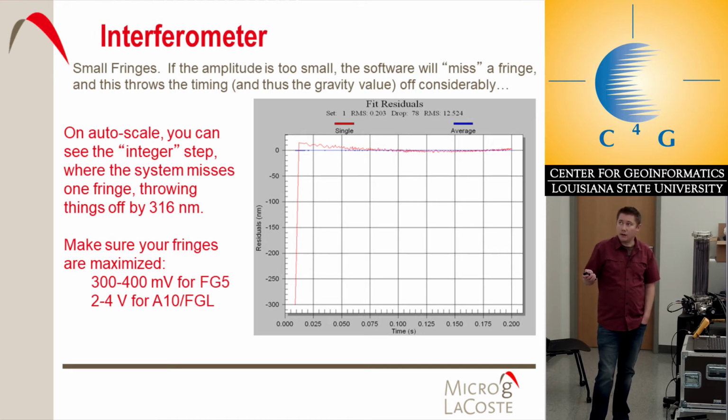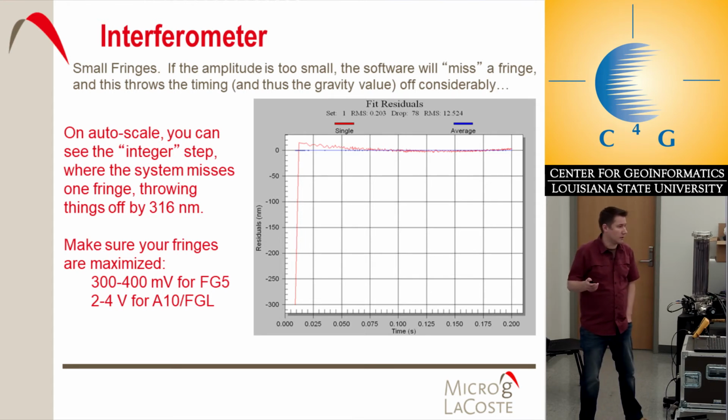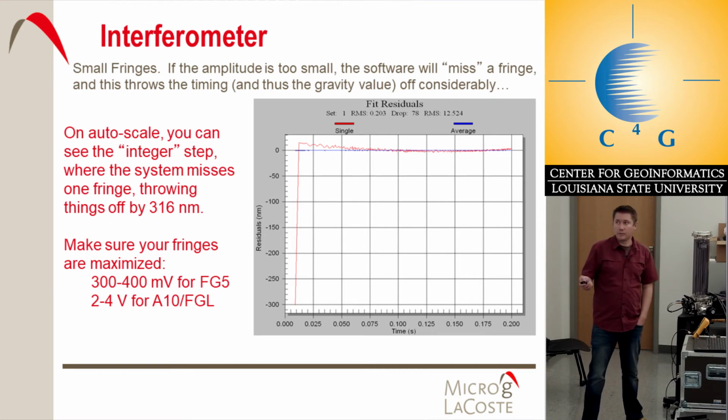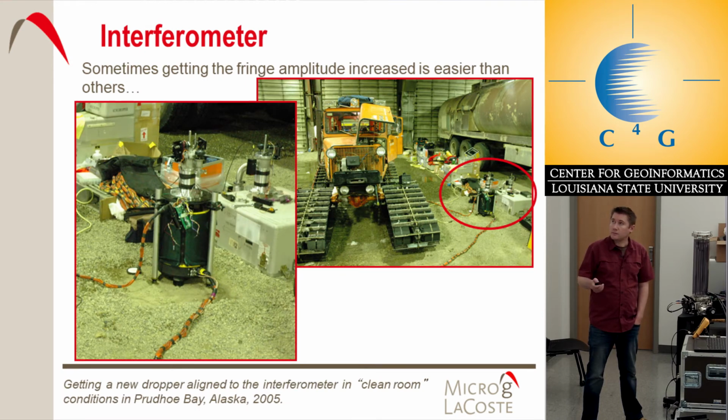If you double click on this axis, it'll pop up a window and allow you to change the scale on the axis. Definitely, if you think you're having problems, make sure you're doing that. Make sure fringes are maximized, 300 to 400. We say 380 at the top end, so that if you do lose power, you're not pushing this end. Sometimes to get the fringes up, you gotta work in the field.